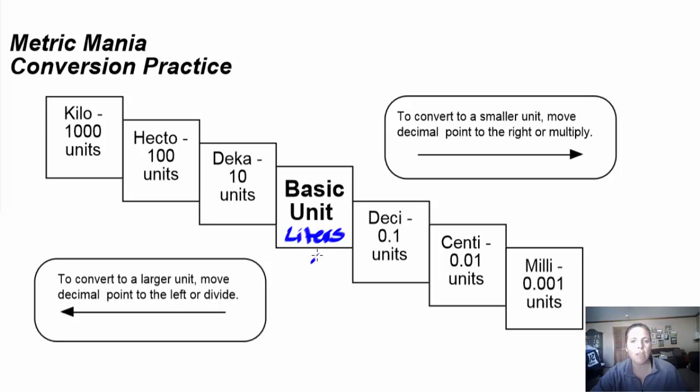Okay, so how this goes is if you're converting from liters, let's say, to centiliters, the way you would do that is you would just move it over. You would multiply by 10 and then 100. Or you would just move your decimal place to the right 2 places. It's the same as multiplying by 100. If you were going from liters to milliliters, you would move your decimal over 3 places, or you would multiply by 10, 100, 1,000. You multiply by 1,000.